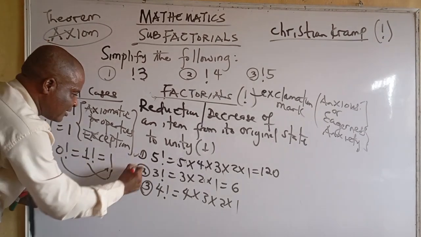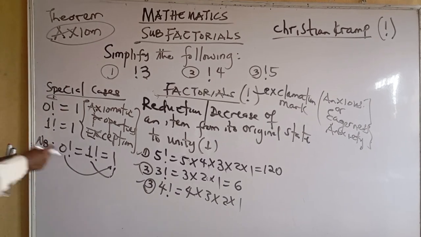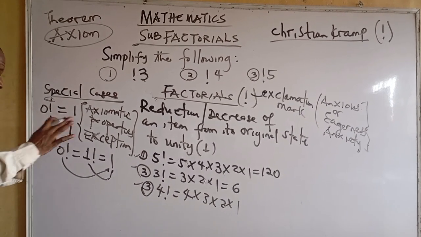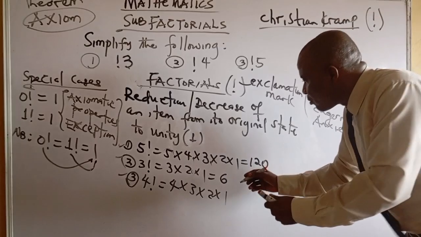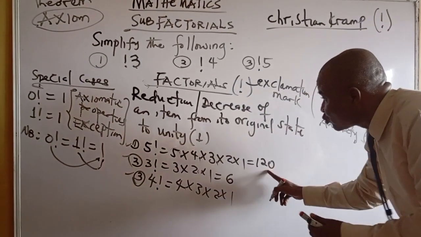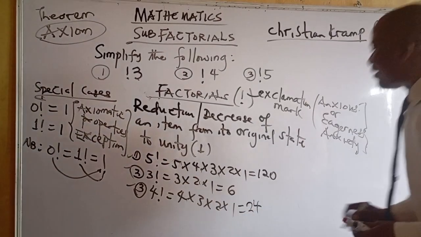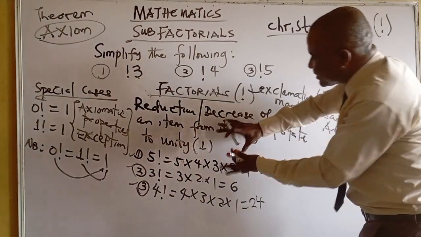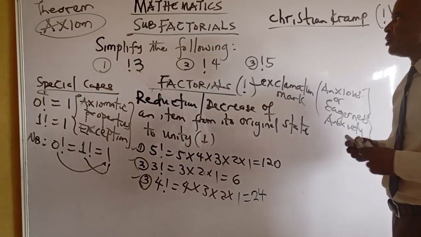You can see all these, they are theorems. You can see these, they are axioms, because they have no proof. Anywhere you see 0 factorial, the answer is 1. 1 factorial, the answer is 1. Now, 5 factorial is 120, 3 factorial is 6, and 4 factorial is 24. From this basis, we are going to discuss what we call sub-factorial.